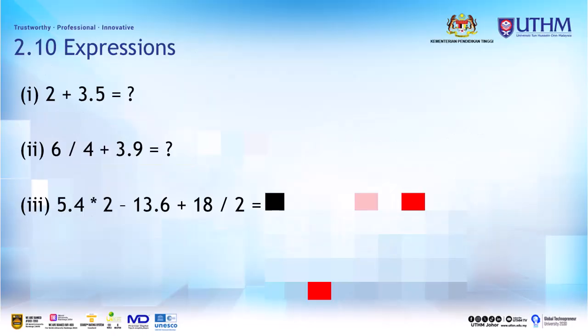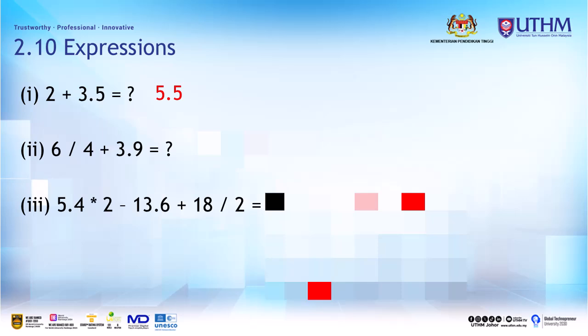We will explore how mathematical expressions are evaluated in C++. We will go through 3 different examples step by step. We start with the expression 2 plus 3.5. Here, 2 is an integer and 3.5 is a floating point number. In C++, when an integer is added to a float, the integer is automatically converted to a float before the addition occurs. This results in 5.5.